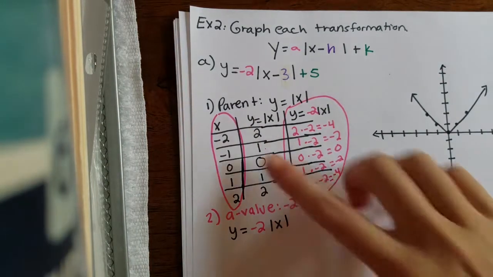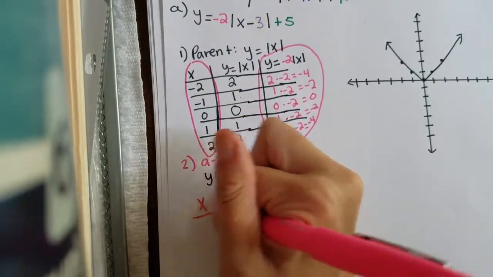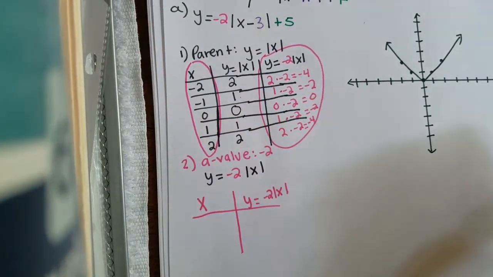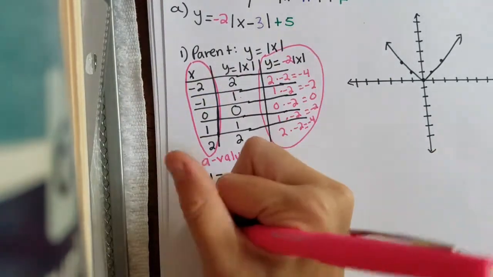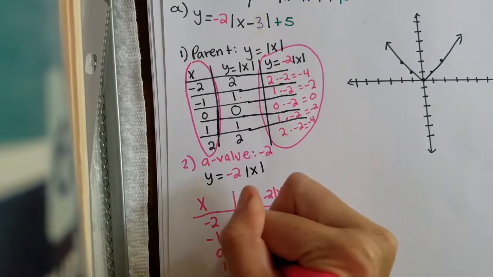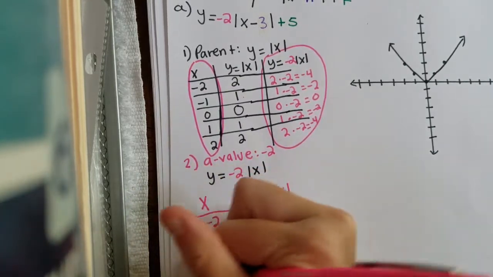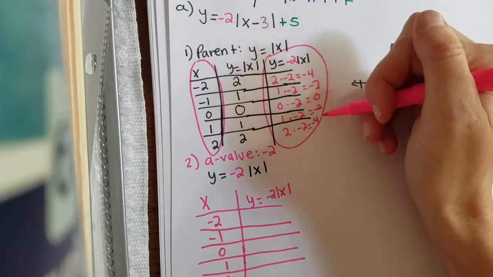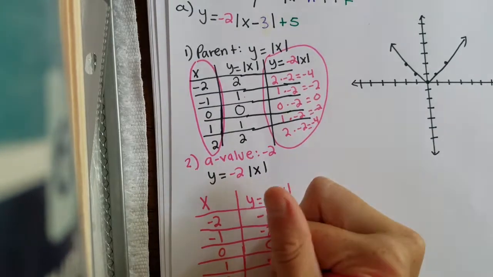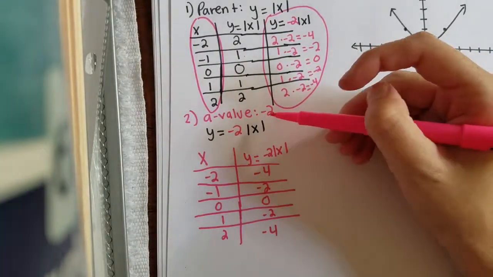So now for my new points, I'm going to be plotting these x's with these y's. If you want to organize it a little better, you can make a new table if that helps you, for your x values and your y values. So my x values are the same as before: negative 2, negative 1, 0, 1, and 2. And my new y values are these listed on the far right hand side. So I have negative 4, negative 2, 0, negative 2, and negative 4. So these will be the points that I'm plotting for my next transformation.